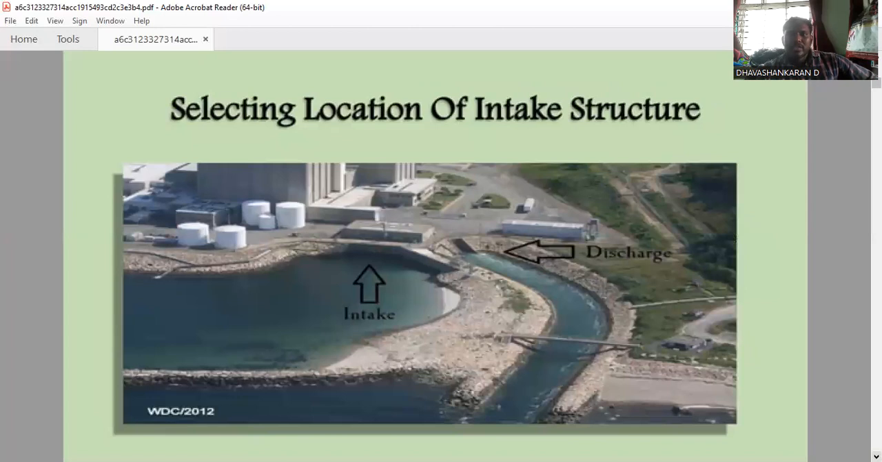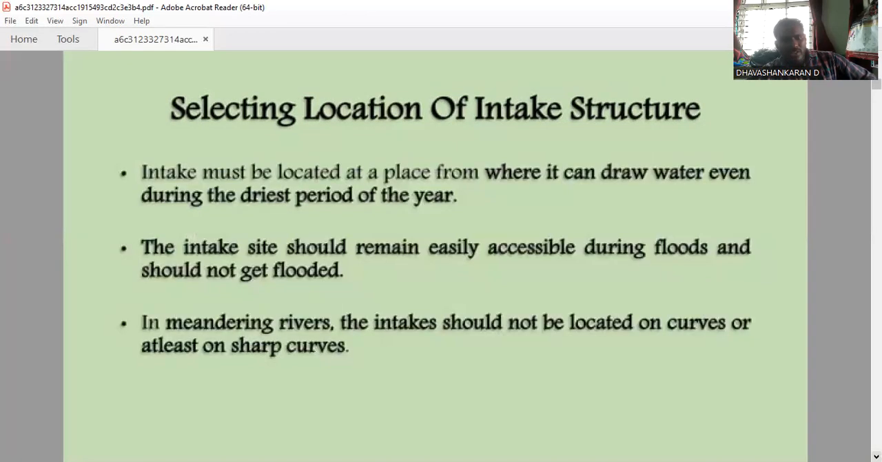So for the selection of the intake structure, how the intake structure has been planned and where the water has been discharged, those two things have been considered for the intake structure selection.